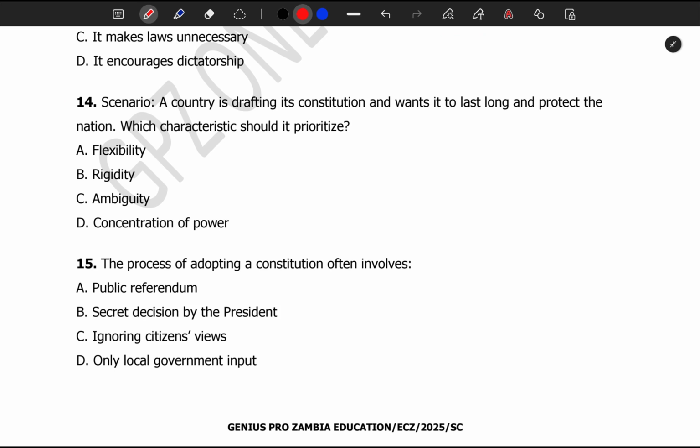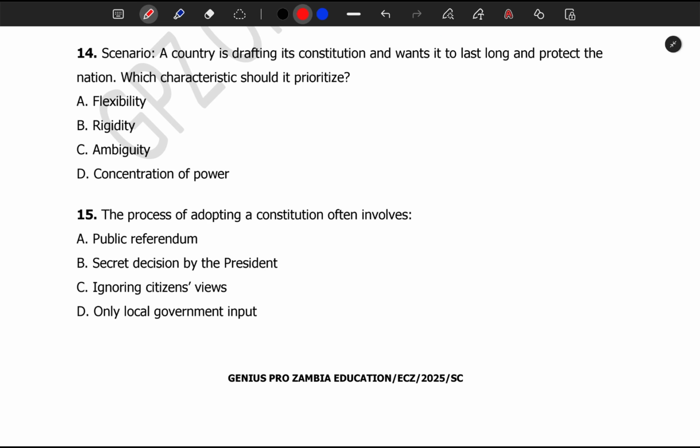Another scenario here, a country is drafting its constitution and wants it to last long and protect the nation. Which characteristic should it prioritize? Which one do you think it should prioritize? Now, in this context, is it flexibility, rigidity, ambiguity, or the concentration of power? Actually, it should prioritize what we call rigidity.